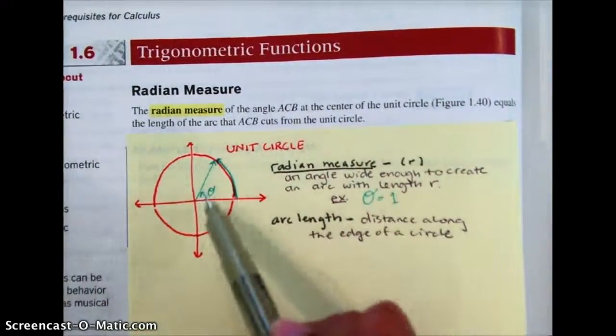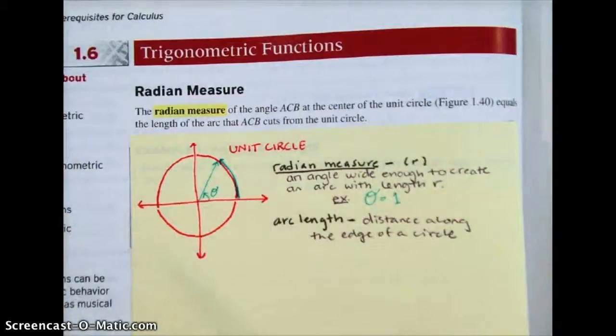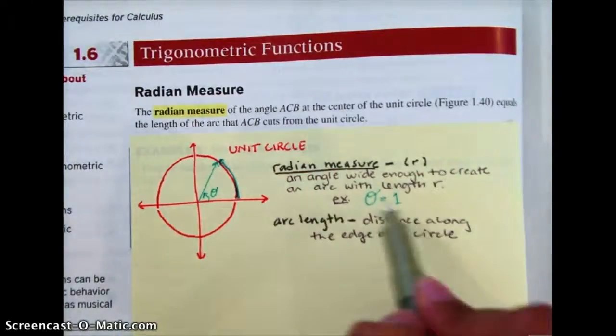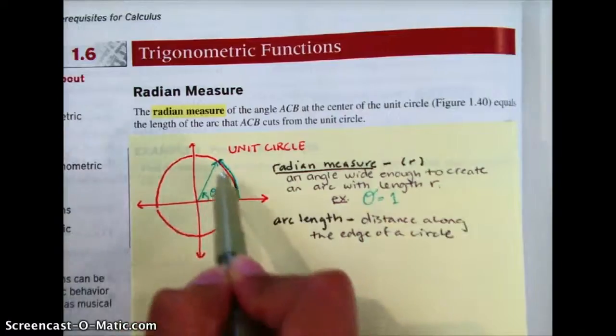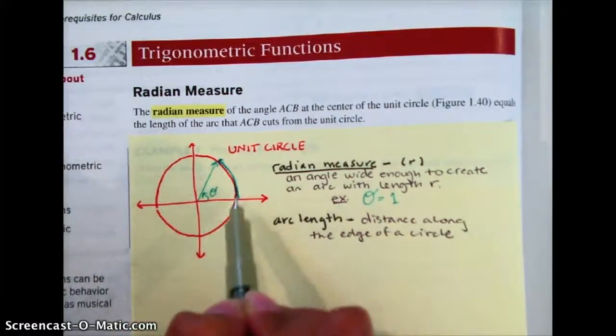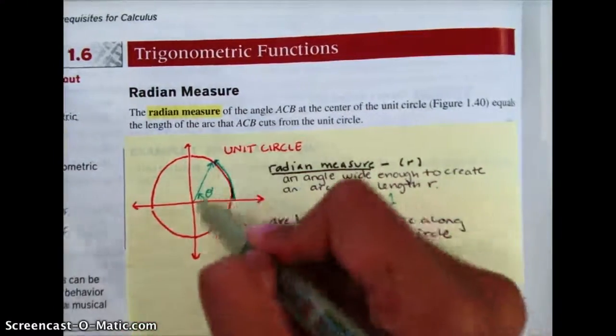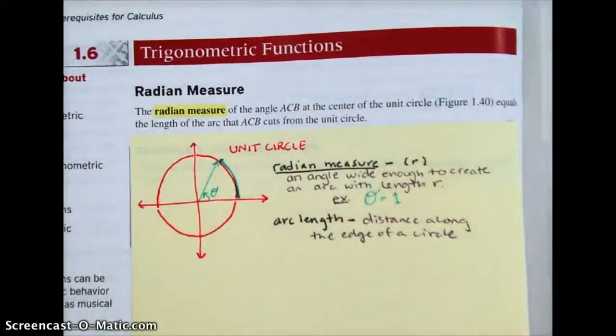And there's one particular angle that would allow that to be true. Similarly, 2 radians would be an angle big enough so that the arc length on the edge is 2 times the distance of the radius.